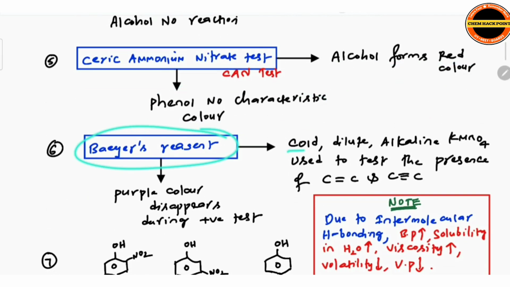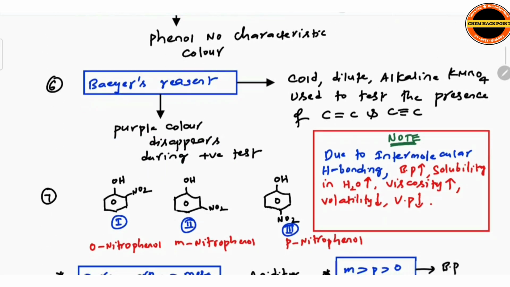Baeyer's reagent, cold dilute alkaline KMnO4, is used to test the presence of a double bond and triple bond. It is cold dilute alkaline KMnO4, the Baeyer reagent. The purple color disappears during a positive test.